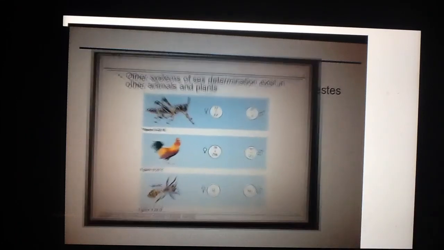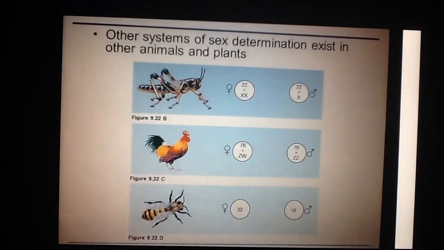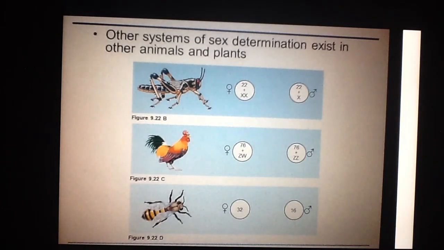However, other species of animals have different patterns of sex determination. For example, in crickets, females have 2 X chromosomes, but males only have 1. 1 X chromosome says you'll be a male, and you have no other chromosome. And if you're a chicken, males and females actually have different chromosomes. The males have 2 Z's, whereas the females have the W. And then in honeybees, it's actually a difference in the amount of chromosomes.